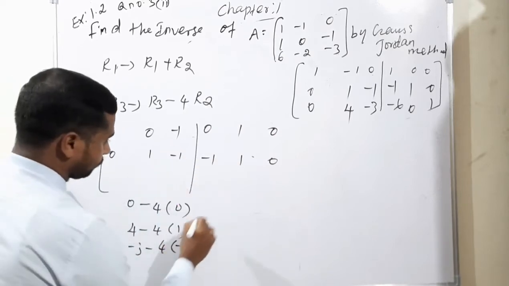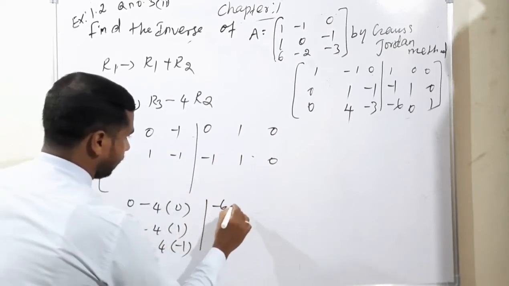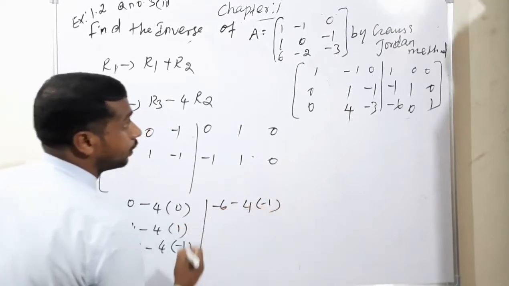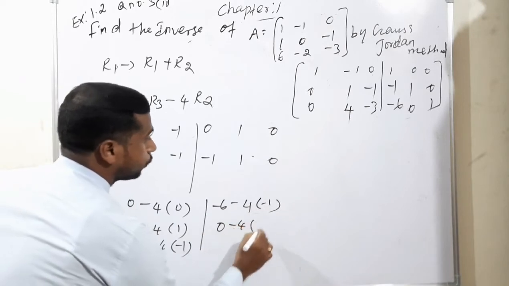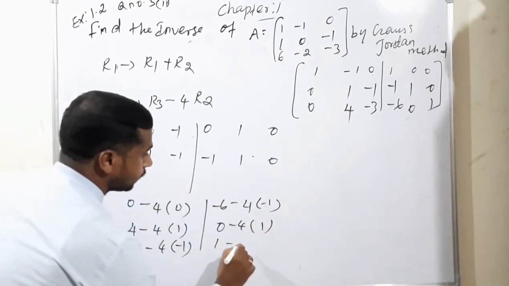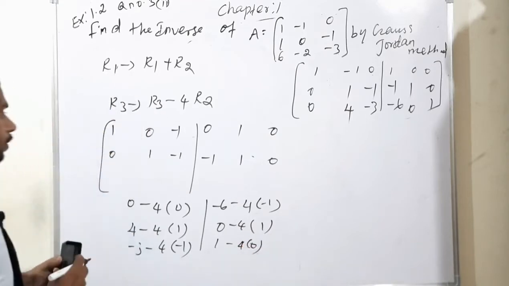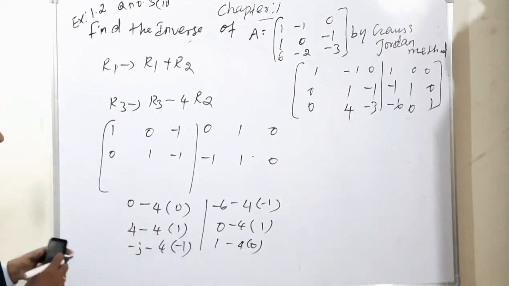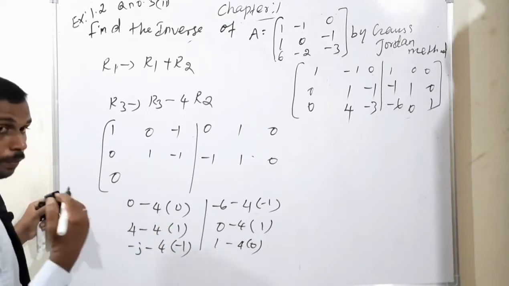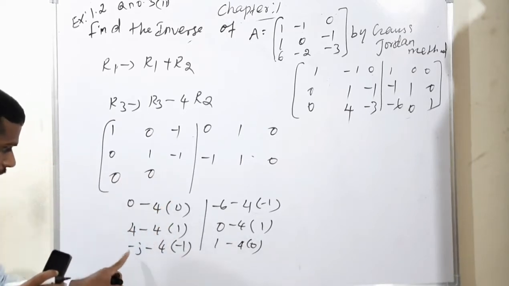Next term, minus 6 minus 4 into minus 1. Next condition, 0 minus 4 into 1 is there. Last condition, 1 minus 4 into 0 is there. So listen very carefully, 0 minus 4 into 0, 0 will come. So 0. Next one, 4 minus 4 into 1, 4. 4 minus 4 is equal to 0. There minus 3 is there.